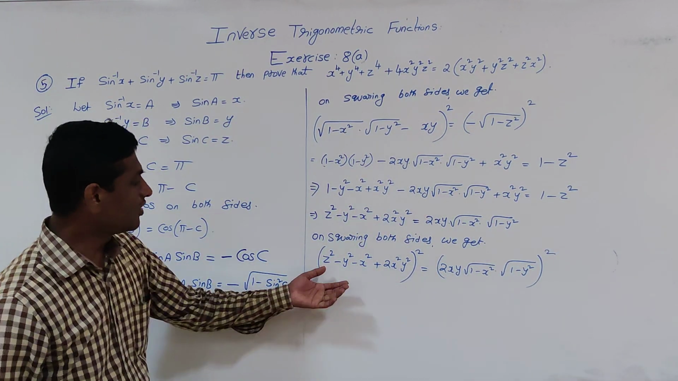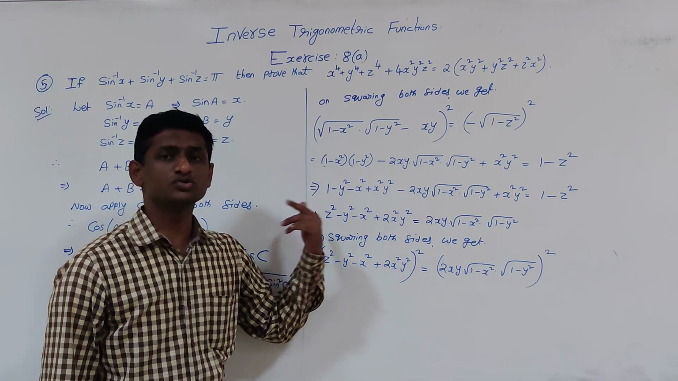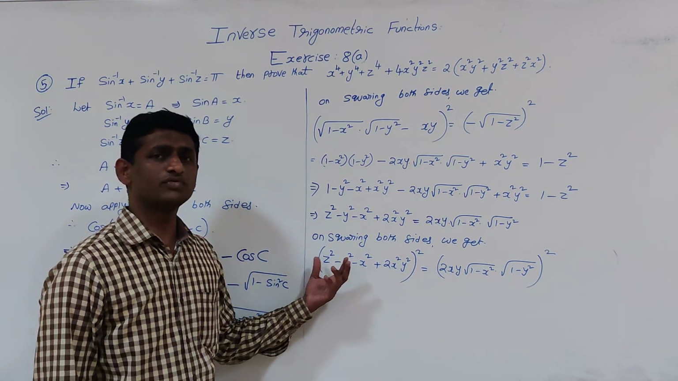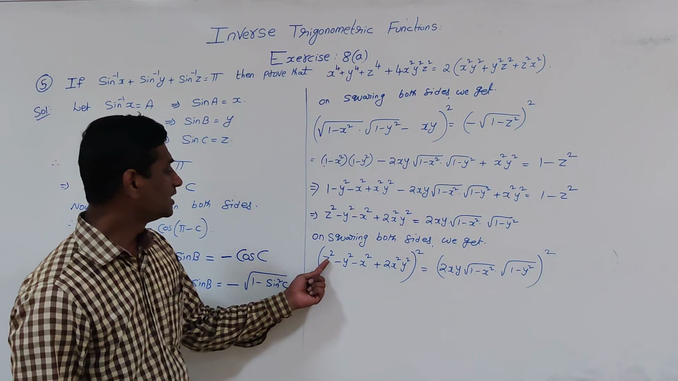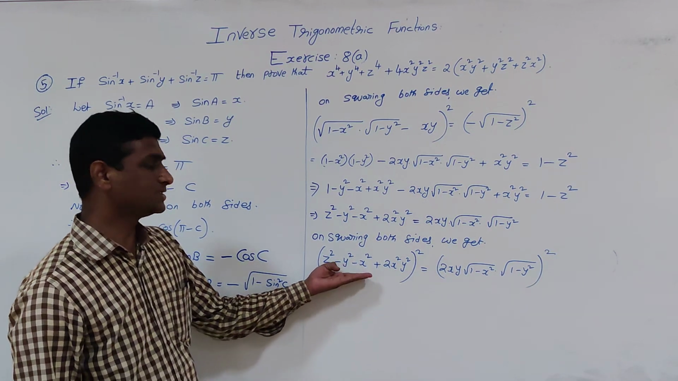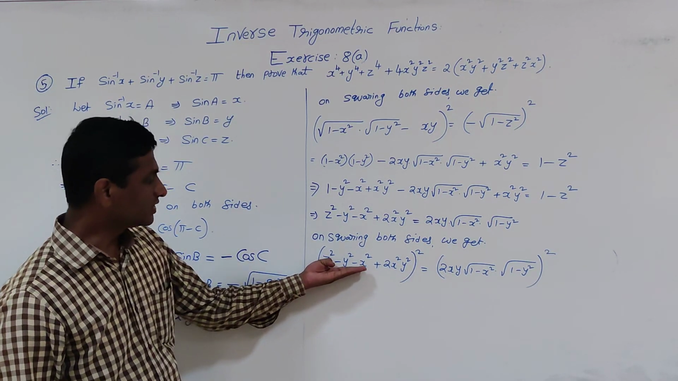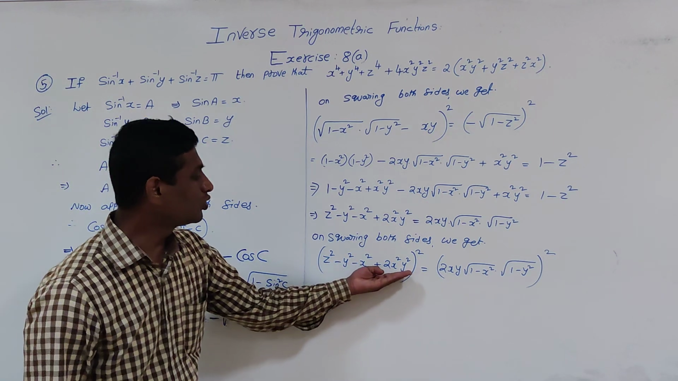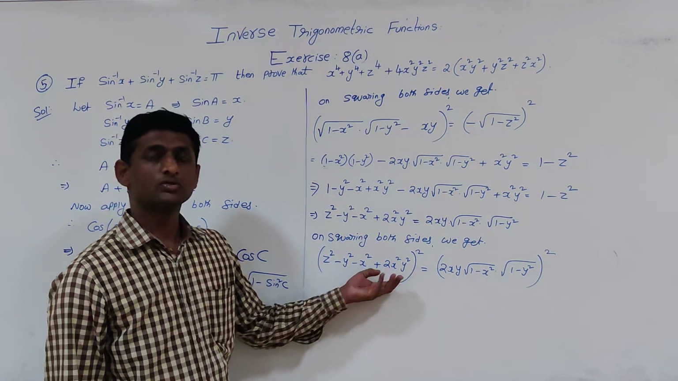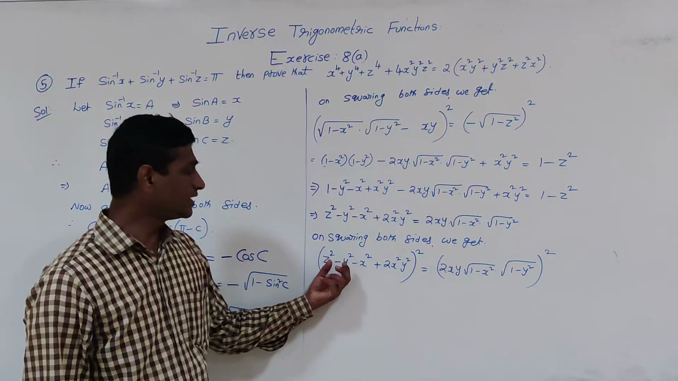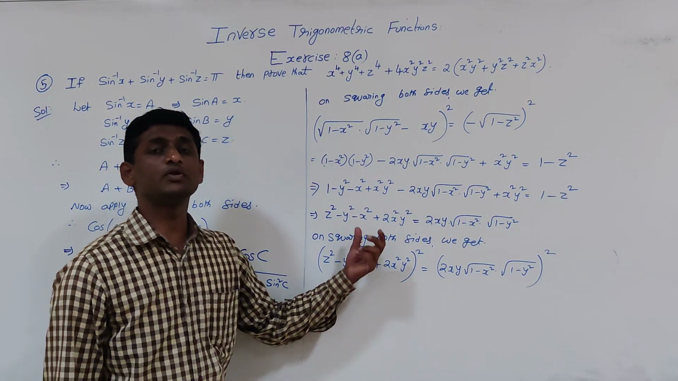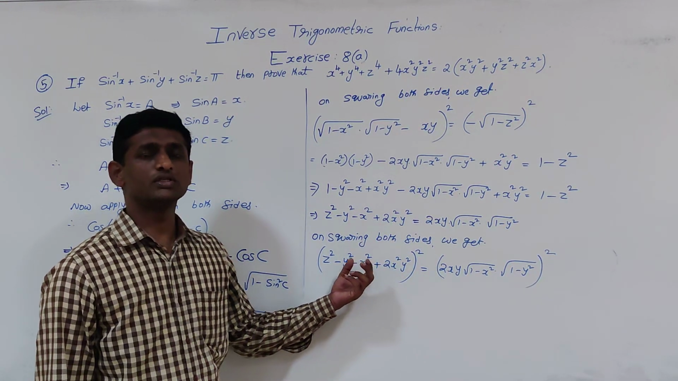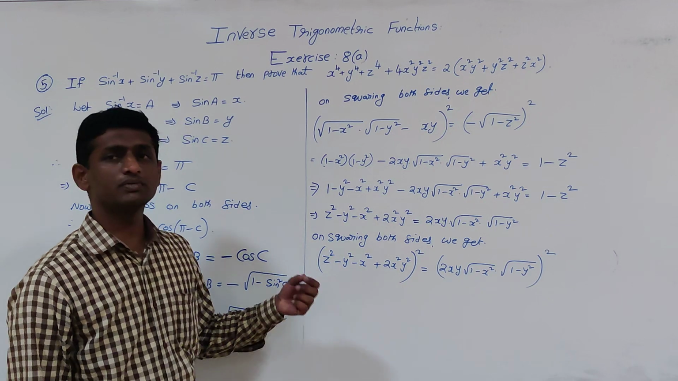Now it is in the form of (a + b + c + d) whole square, so there is no need to go for the expansion. Assume that z² − y² − x² is a. Treat the first three terms as a and 2x²y² as b. So now it reduces to the form of (a + b) whole square. What is (a + b) whole square? a² + b² + 2ab.